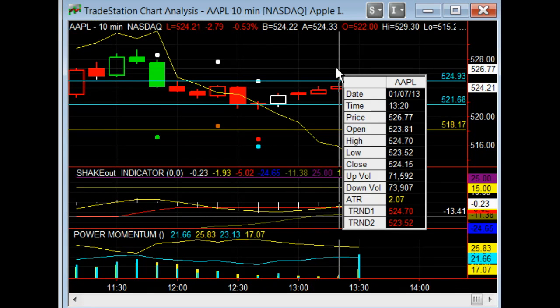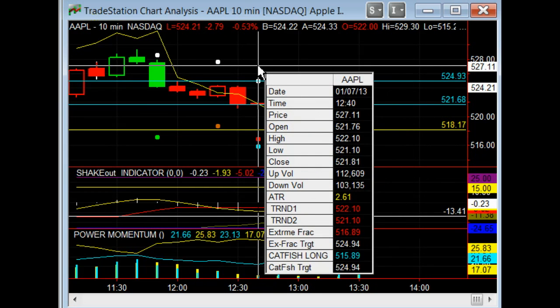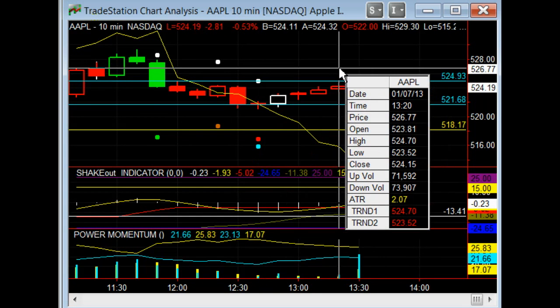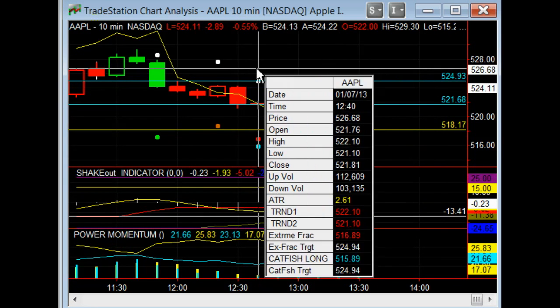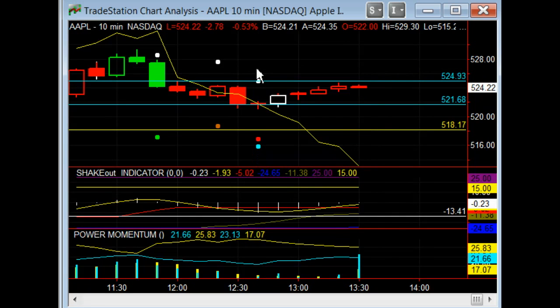Apple got so close to the target. 524, what did the high there? 524.70. What do we need? 524.94. Okay, 20 cents. Give me a break. Come on. Get your butt up there. You think that'll help?